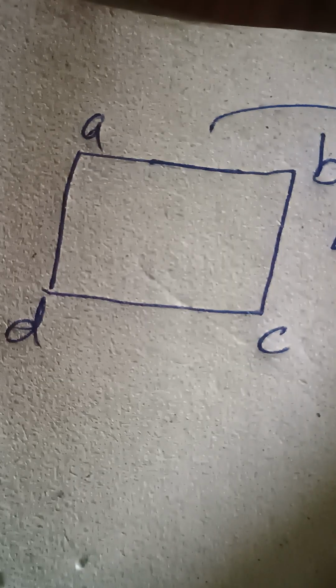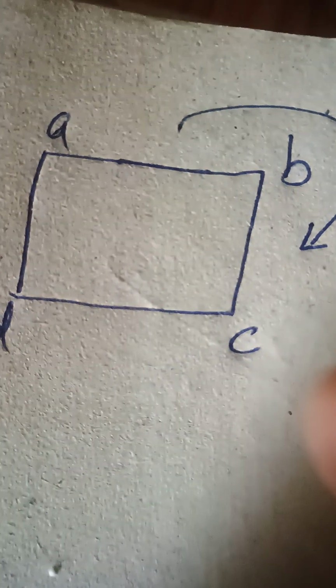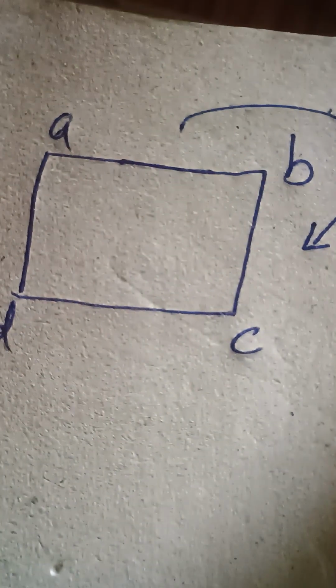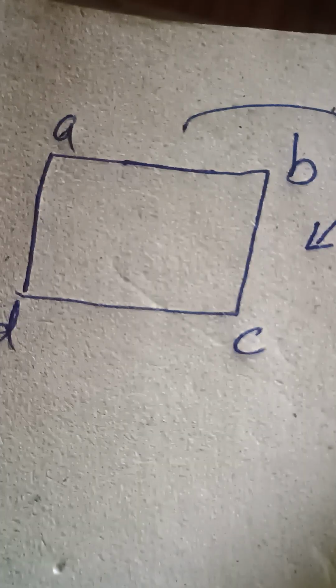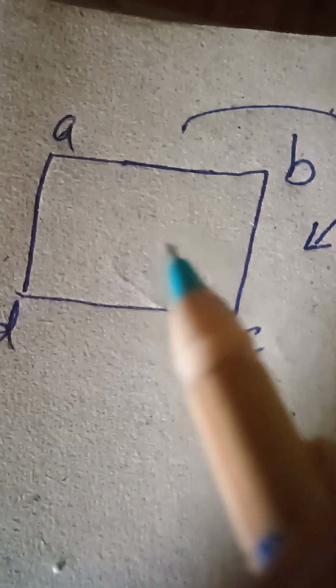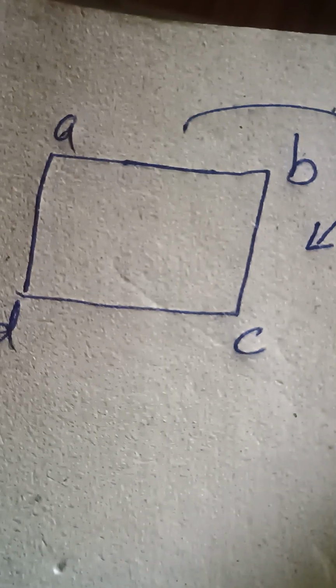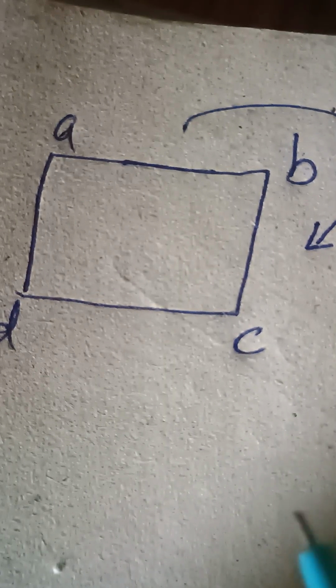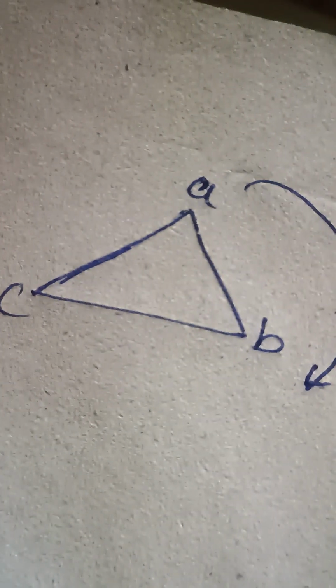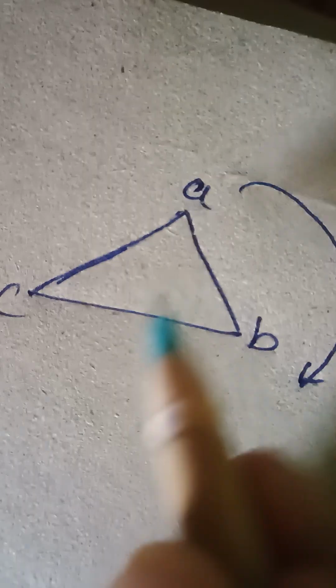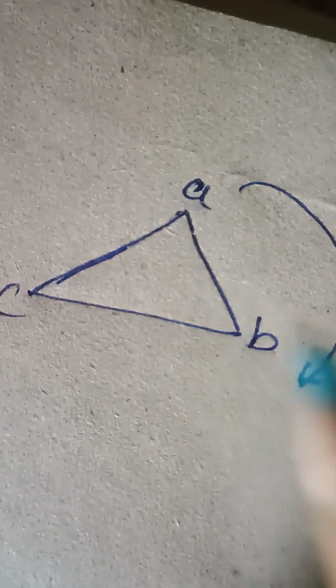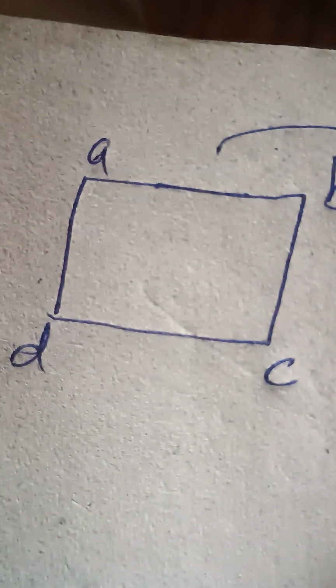The word polygon triangulation simply means you have to divide the polygon into triangles. You have to insert lines in the polygon such that it is divided into triangles. So how many ways can we insert a line? In a triangle there is no way, we can't insert a line, so it is a triangle itself. But in a rectangle we can insert a line in two ways.